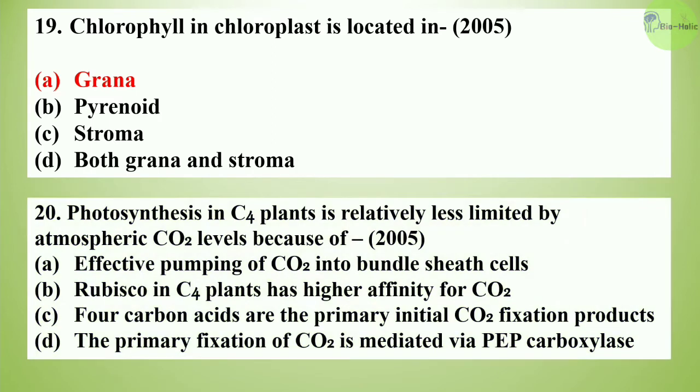Next is photosynthesis in C4 plants is relatively less limited by atmospheric carbon dioxide levels because of effective pumping of carbon dioxide into bundle sheath cells. Rubisco in C4 plants has higher affinity for carbon dioxide. 4 carbon acids are the primary initial carbon dioxide fixation products. The primary fixation of carbon dioxide is mediated by PEP carboxylase. Option D will be the answer.